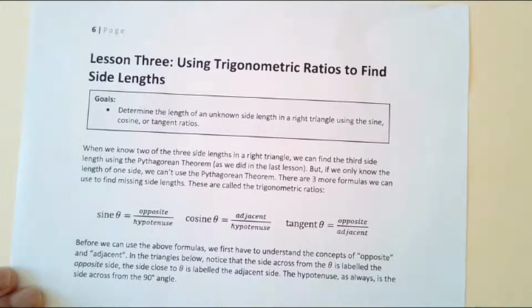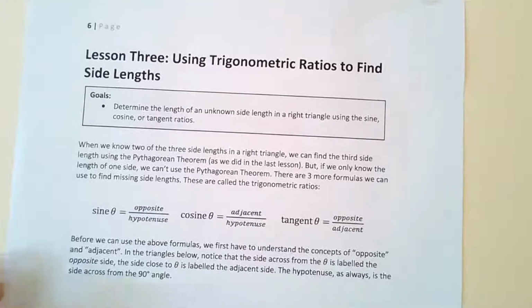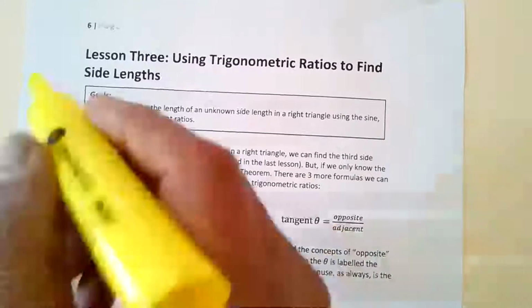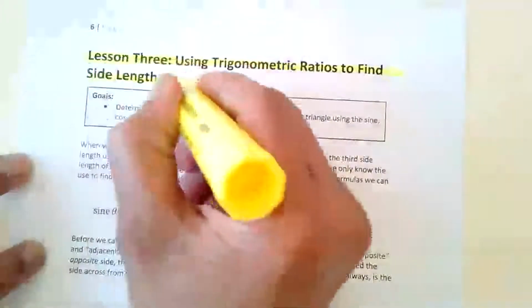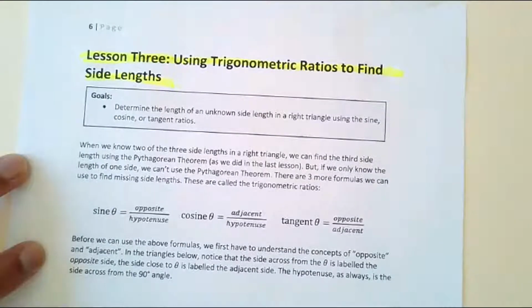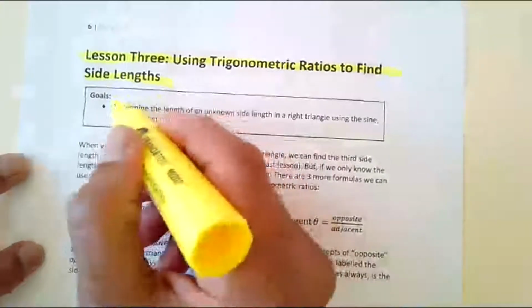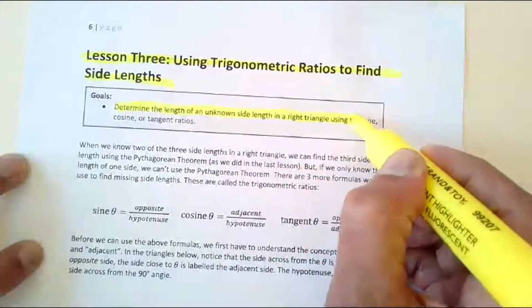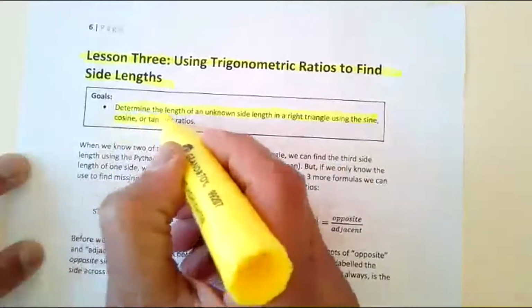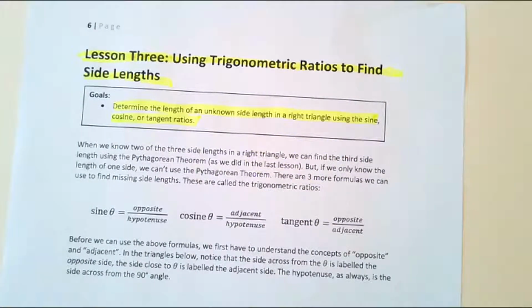Okay, good morning, everyone. Today we'll be looking at lesson 3, using trig ratios to find side lengths. This is on page 6 of your booklet, and our main goal today is to determine the side length of an unknown side of a right triangle using sine, cosine, and tangent ratios. Now, these are new terms for most of you.